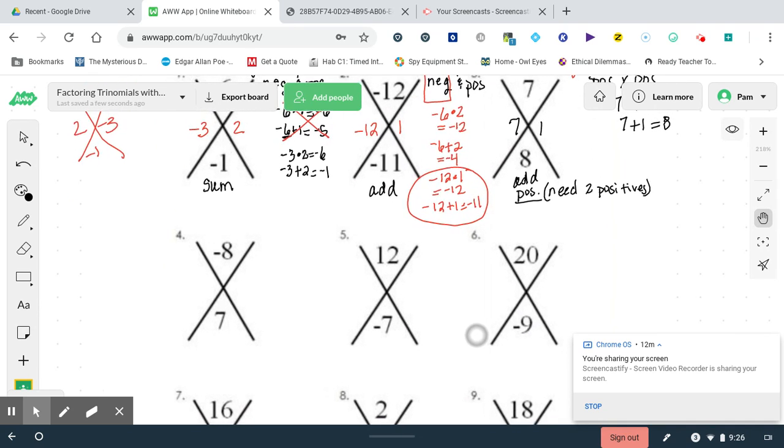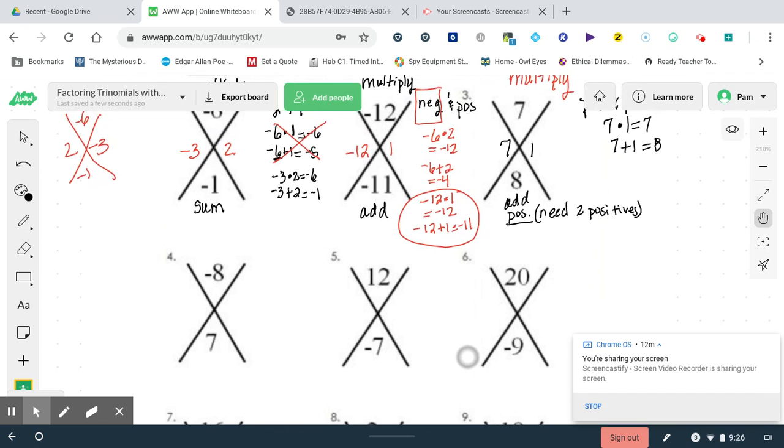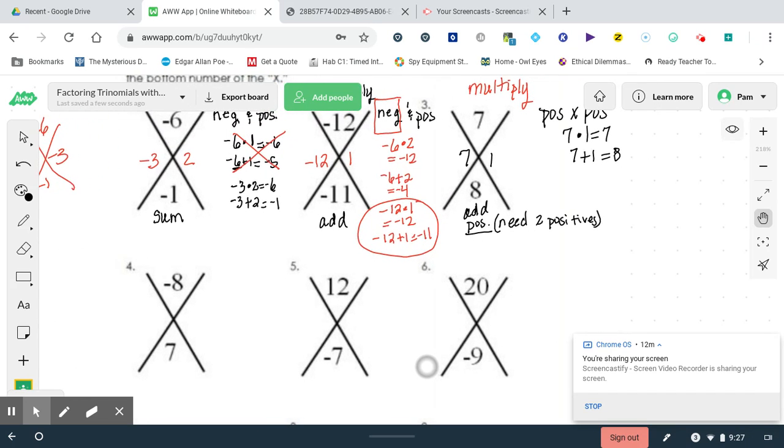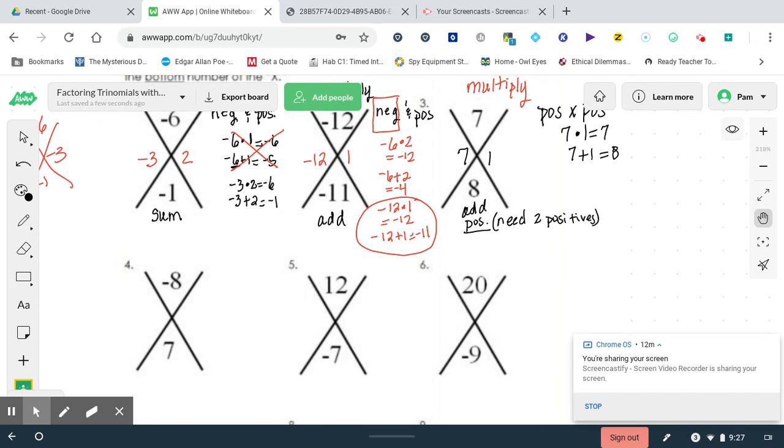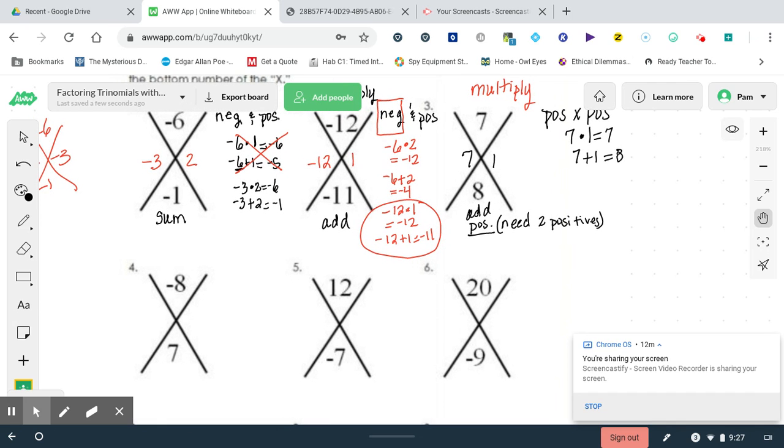All right, I want to take a look at number 6. Kind of bouncing around. Let's take a look at number 6 because it relates to what I was saying on number 3. So if you look right here, this top number is positive. So that means your product is positive. In order for your product to be positive, you had to multiply a positive times a positive, or a negative times a negative.